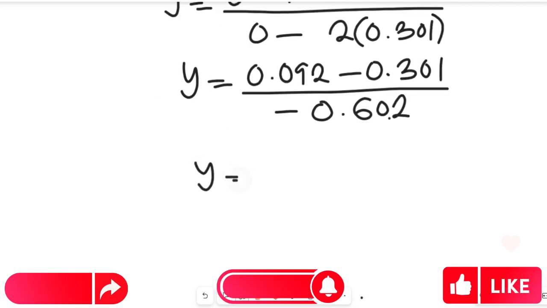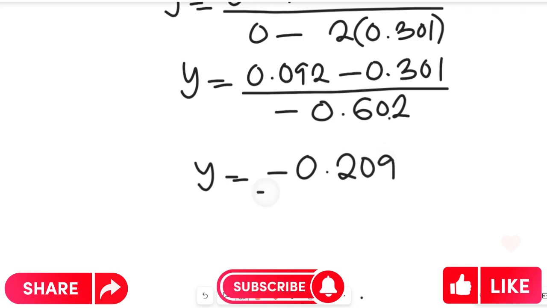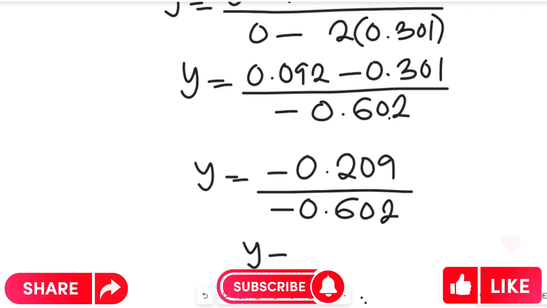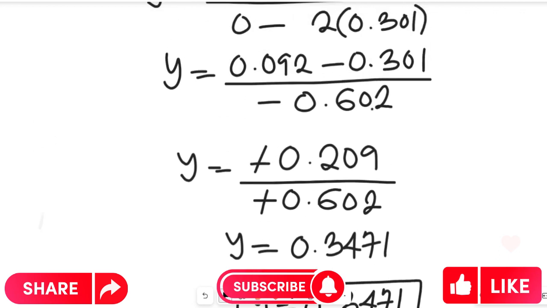So our y will be equal to this 0.092 minus 0.301, which is going to give us a negative 0.209, right? Divided by a negative 0.602. So our y will be equal to, if negative cancels negative, 0.209 divided by 0.602, which will be equal to 0.3471.